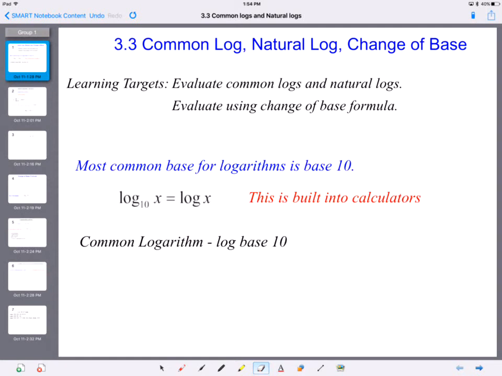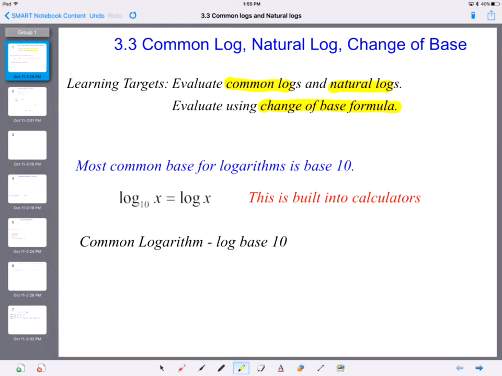Welcome to section 3.3, common log, natural log, and change of base formula. Today we're going to start using our calculators a little bit more as we continue on with logarithms. A couple things, we're going to evaluate common logs. We'll talk about what common logs represent, and then we're going to talk about natural logs as well. And then we're going to do the change of base formula, which is going to be important in terms of plugging things into our calculator correctly when the bases are not base 10, which is the common base.